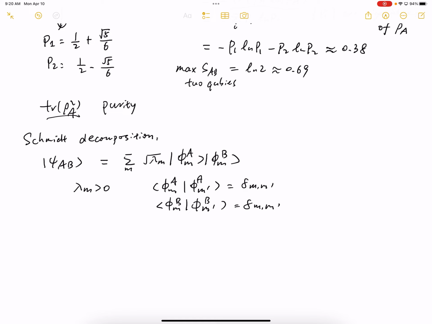But it doesn't mean that if you just choose an arbitrary basis for your system A and B as these phi's, it's going to be equal to that. So that's not the case. This is like there exists a basis for this to be the case. So this is not to be confused with the general decomposition.